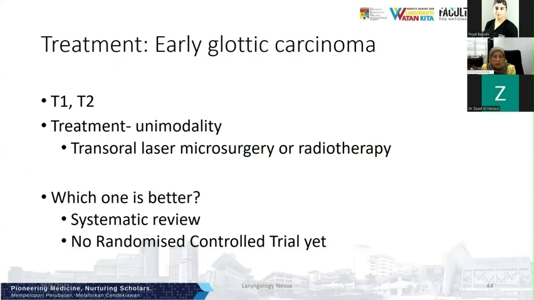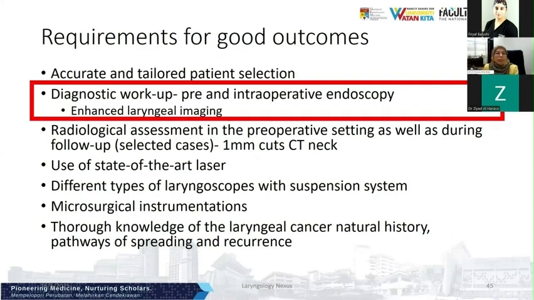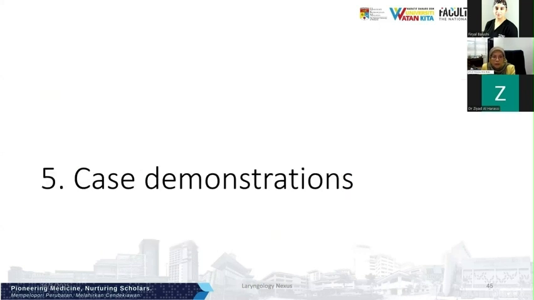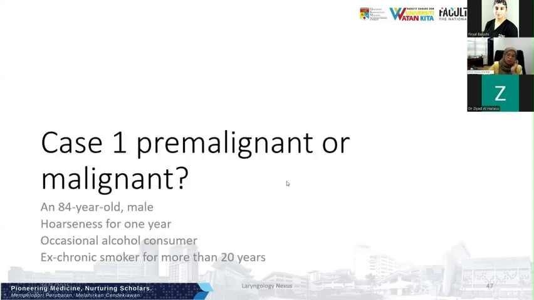Now, maybe we can skip this. Okay. What I want to tell here is, in the treatment of early glottic carcinoma, if you are thinking of offering laser resection, a diagnostic workup preoperatively is important, and especially enhanced laryngeal imaging. It will help you in surgical mapping, and stroboscopy will help you to tell how deep is the lesion, whether it has involved the vocal ligament or not. So I'm going to show you some case demonstration.